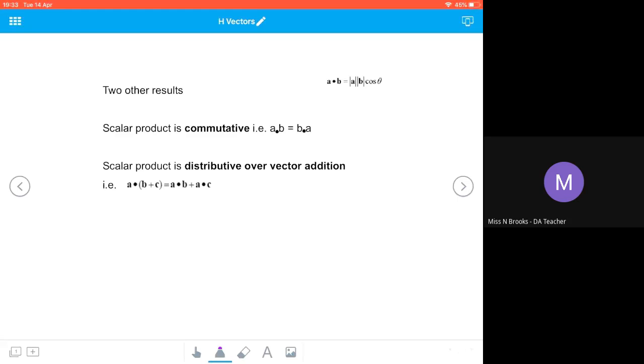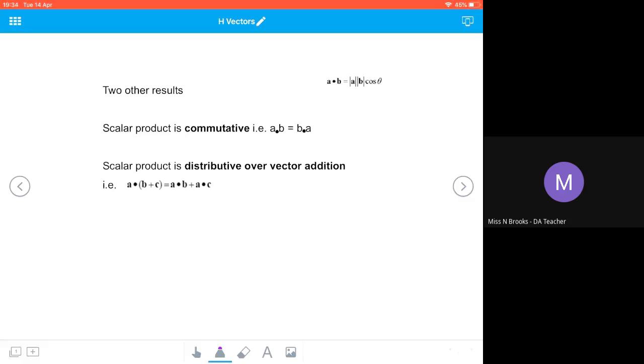Also, the scalar product is distributive over vector addition. And that's just a fancy way of saying that if we expand our brackets, we can use the scalar product to find out a particular scalar value. So you can see here we've got A dot (B plus C) equals A dot B plus A dot C. So to work out this scalar product, we would work out A dot B, and we'd work out A dot C, and then we would add them together.